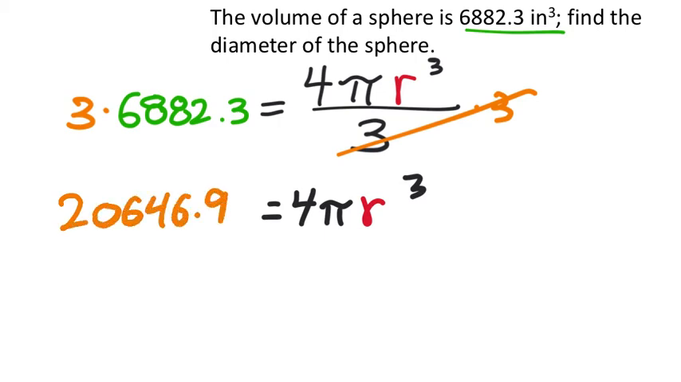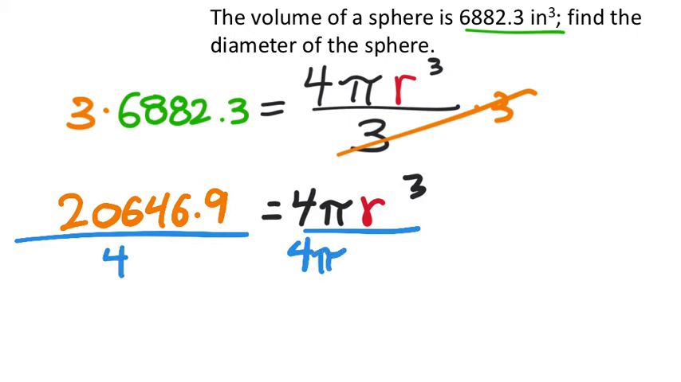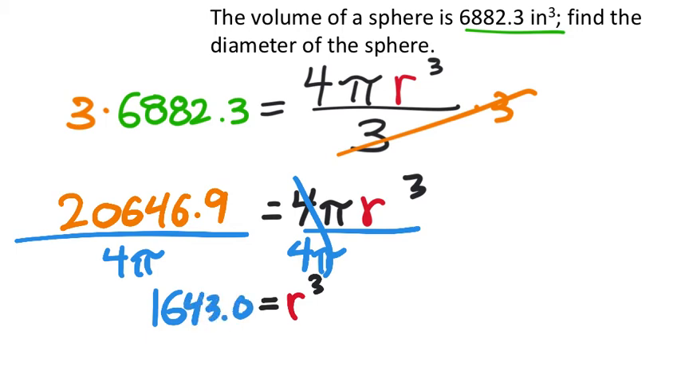20,646.9. And again, while you can do this next part in 2 steps, I'm going to do it in 1. So I'm dividing both sides by not only 4, but 4 times pi. If I do it to one side, I got to do the other side. So that becomes a phantom 1 right there. I'm left with my radius to the power of 3, which is what we wanted. But over here, I got to type that into the calculator. So 20,646.9 all over 4 pi. Again, I'm using my n over d button on this. I get 1,643.02, so just 0.0.